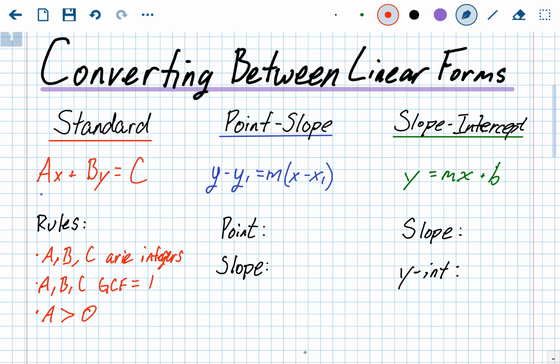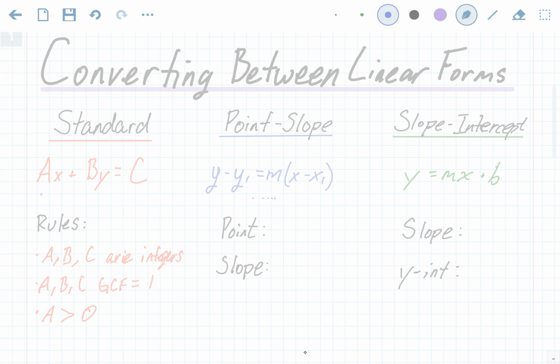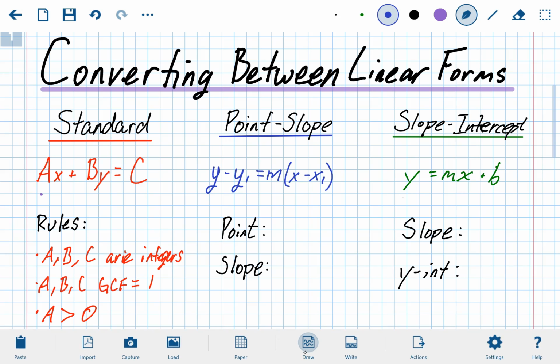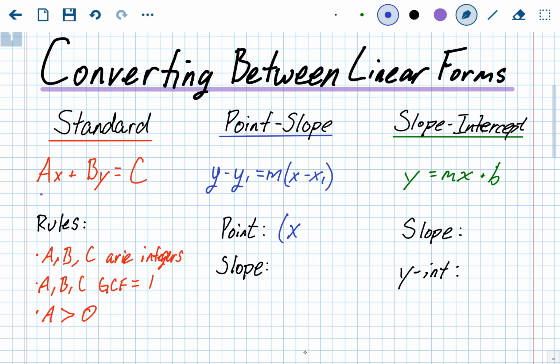The other two forms tell us information about the graph. Like I said, standard form tells us the x and y intercepts, and some other information as well, but it's not as explicit in the formula. Now point slope form is called point slope form because it tells you the point and the slope. The point is x1 comma y1. Whatever's in the x1 slot and the y1 slot are your x coordinate and y coordinate. And the slope is always m.